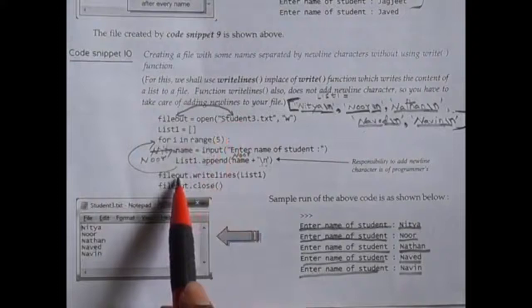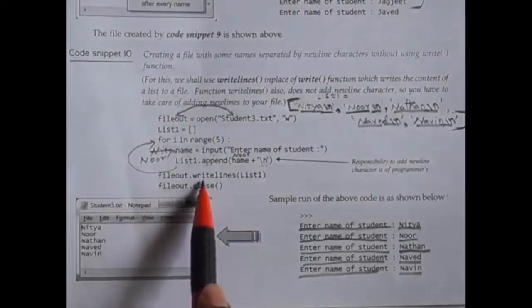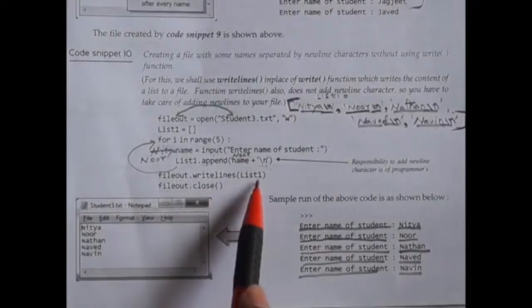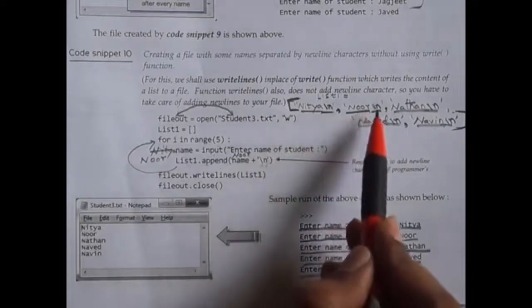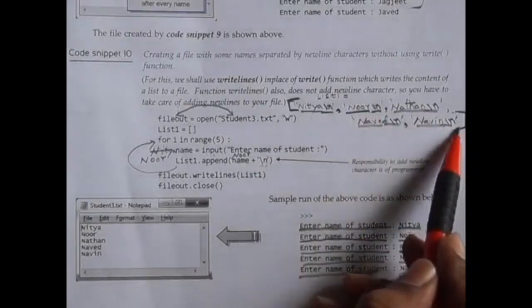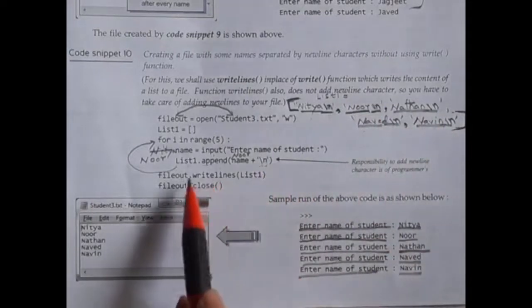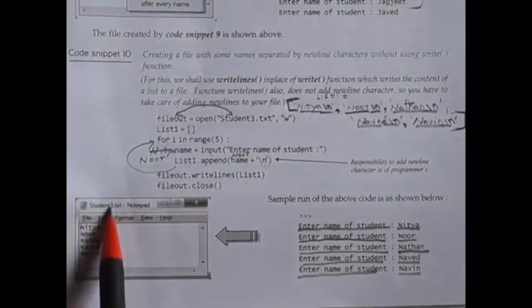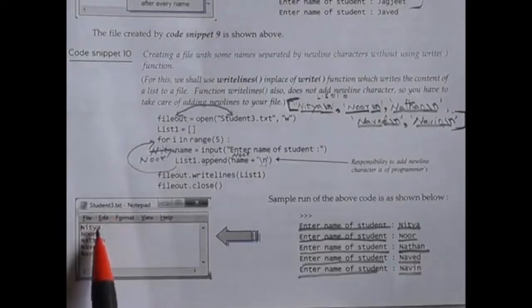Okay, fine. So in student3.txt we are going to write lines. We are going to write lines list 1. So list 1 contains Nitya enter, Noor enter, Nathan enter, Ned enter, Naveen enter. So all these things will be written in student3.txt. In this text, all these things will be written: Nitya, Noor, Nathan, Ned, Naveen, with enter. Okay, that's all. Fine.